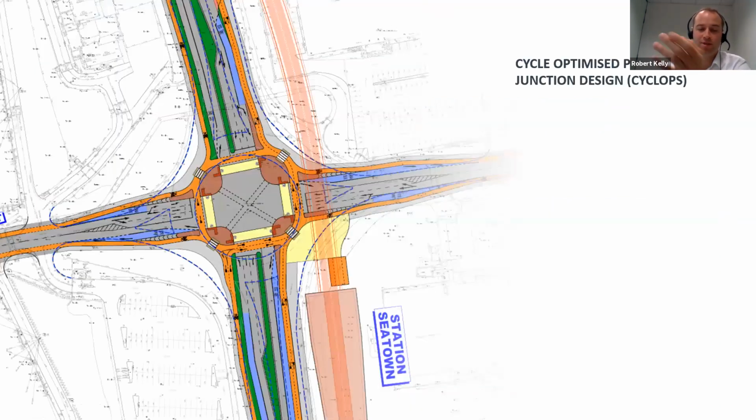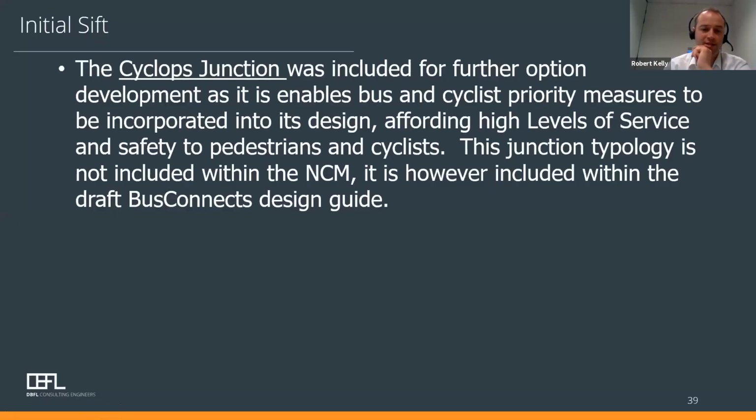So again, a particular arrangement there which could work well directly adjacent to one of the Metro Link stations here. The Seatown station is shown at present, where it would facilitate the movement of pedestrians and cyclists together, and I suppose more frequently across the junction and in multiple directions as well. So a good option. Again, not in the NCM, but it is included in the Bus Connects design guide, so taken forward to stage 2.